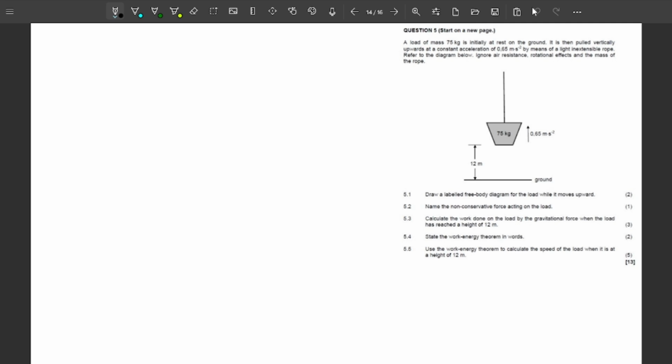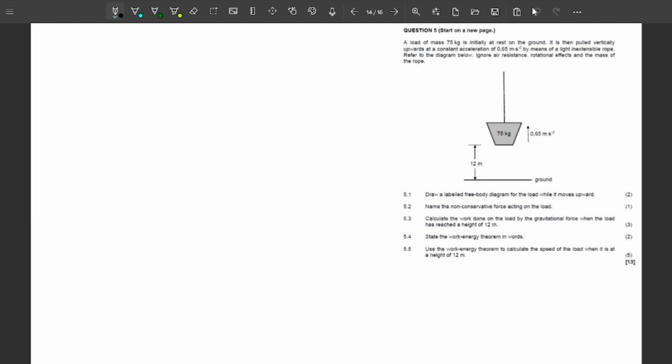A load of mass 75 kilograms is initially at rest on the ground. It is then pulled vertically upwards at a constant acceleration of 0.65 meters per second squared by means of a light inextensible rope. Refer to the diagram below, ignore air resistance, rotational effect, and the mass of the rope, right?